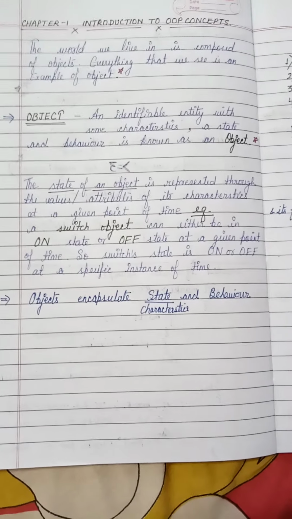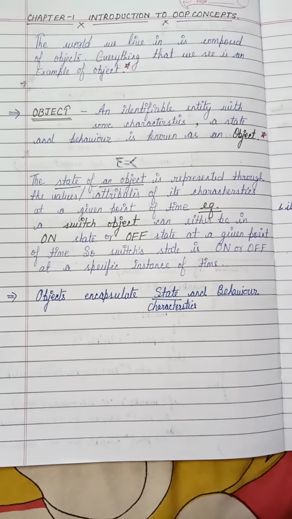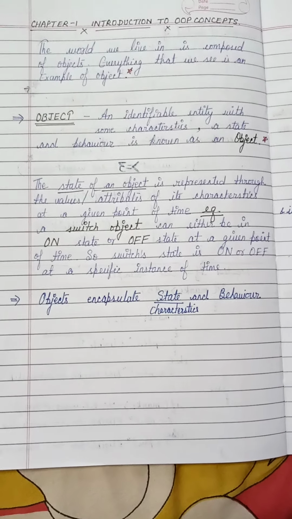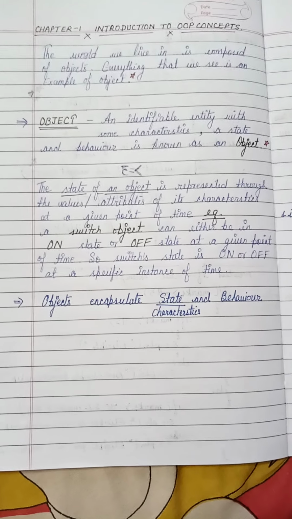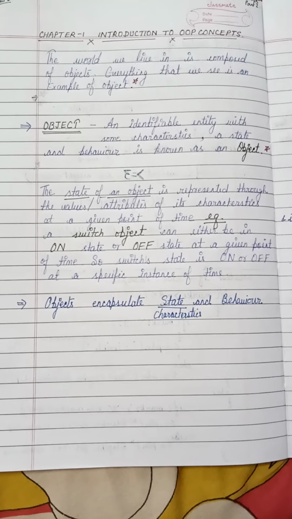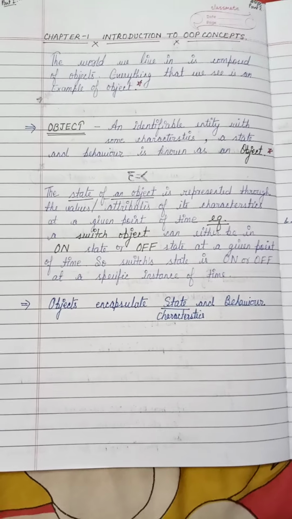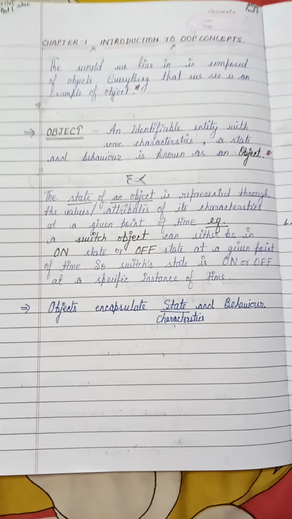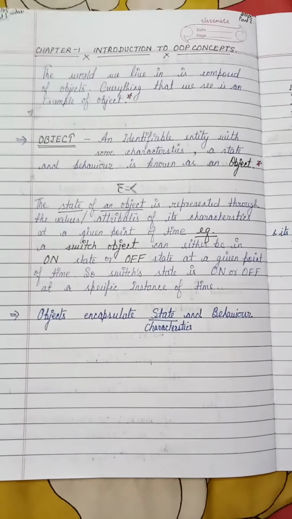And objects encapsulate two things, that is characteristics and behavior. Characteristics are data and behavior is represented through functions. A function implements the behavior of an object.